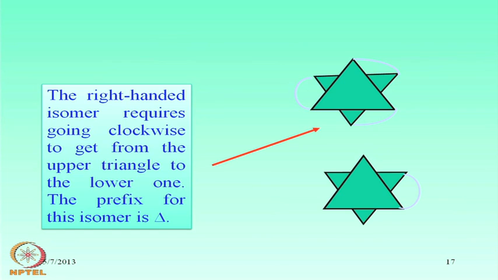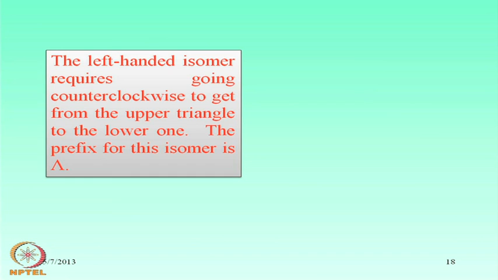In this case we can also have a different one, where the binding is not through this, but in the opposite direction. So, upper to lower in anti-clockwise direction, upper to lower again in anti-clockwise direction, and then upper to lower in another anti-clockwise direction. This movement is going from one form to the other. In the same fashion, the left-handed isomer requires going counterclockwise to get from the upper triangle to the lower one.